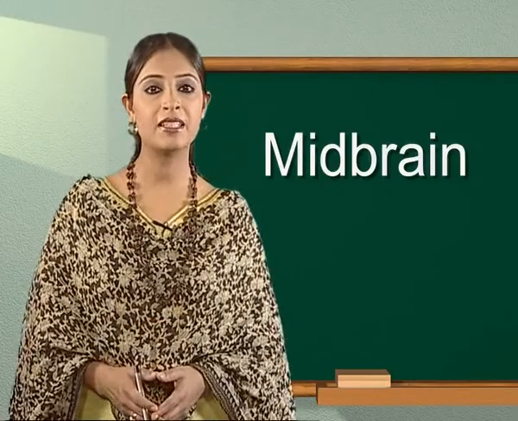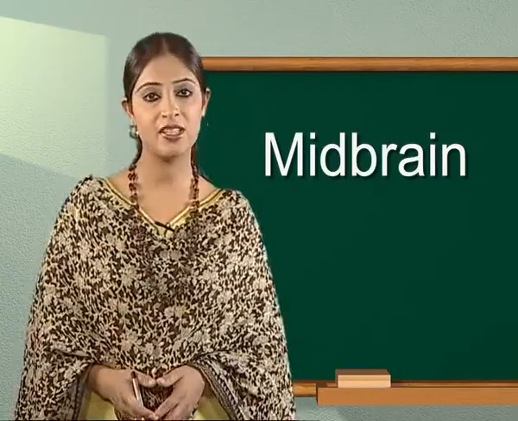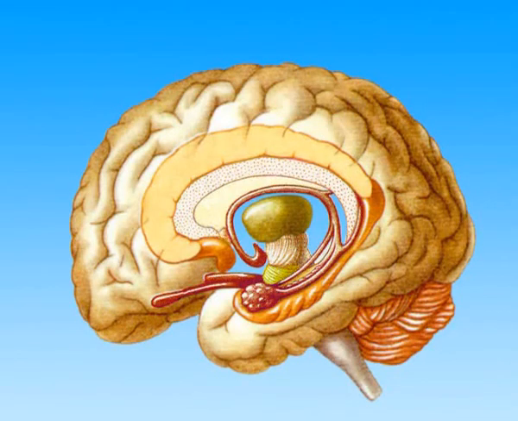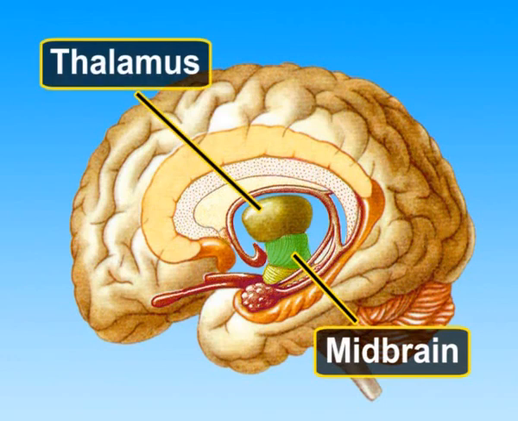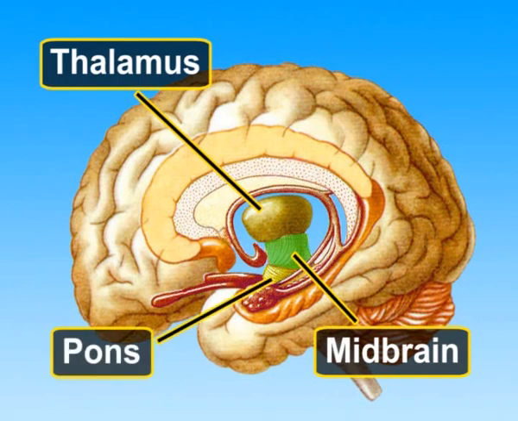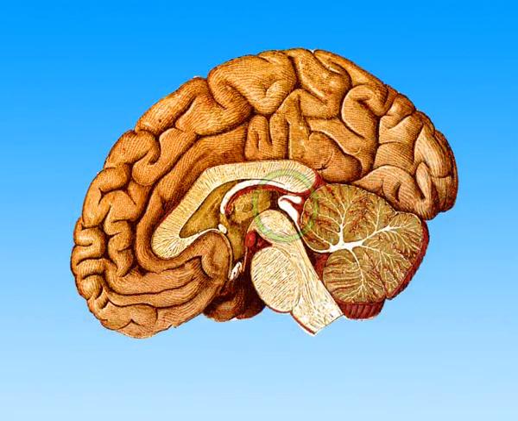The midbrain is located between the thalamus and pons. Thalamus, you know, is a part of forebrain and pons is a part of hindbrain. Here is the place where midbrain is present.